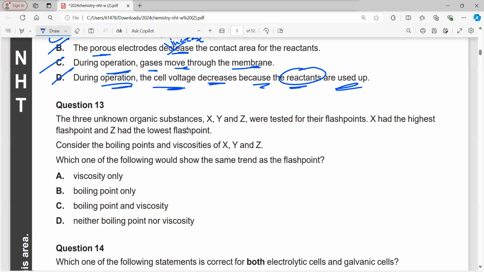All right, so the three unknown organic substances X, Y, Z were tested for their flash points. X had the highest flash point, whereas Z had the lowest flash point. Consider the boiling points and viscosities of X, Y, and Z. Which one of the following would show the same trend as the flash point?